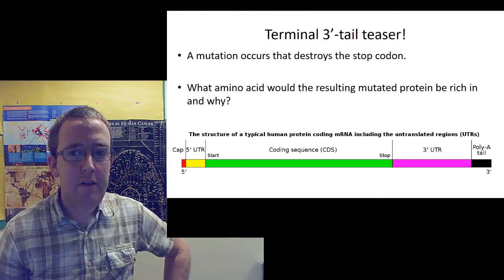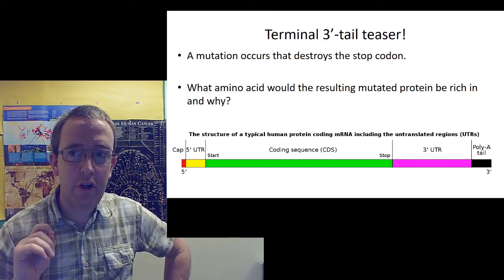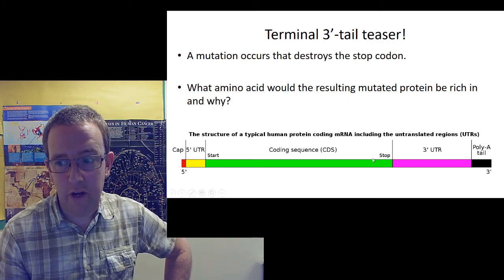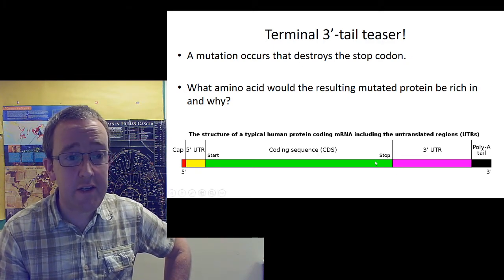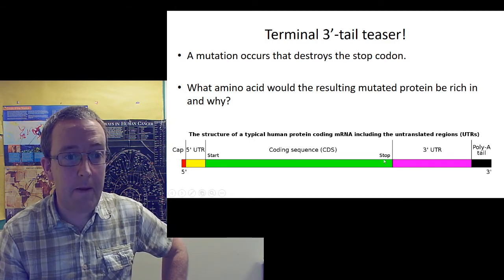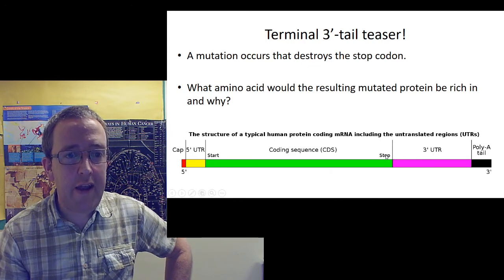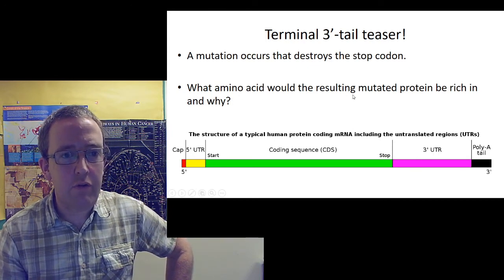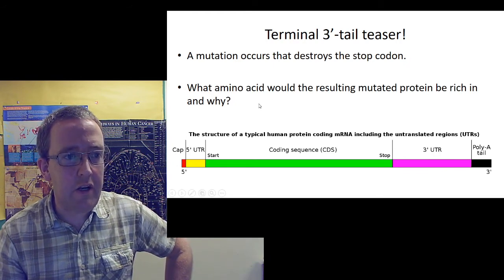So read that again. You've got a mutation that destroys the stop codon here. Now if you don't remember what a stop codon is, look back to the genetic code lesson. That's in that one. So your ribosome running along here, reading this, that is now destroyed. What amino acid would the resulting mutated protein be rich in, and why? The answer will be in the next lesson.